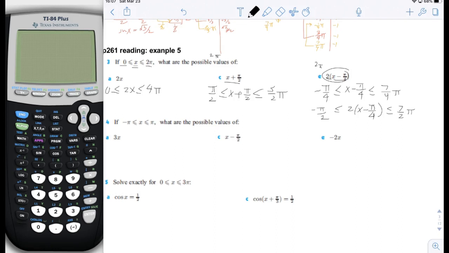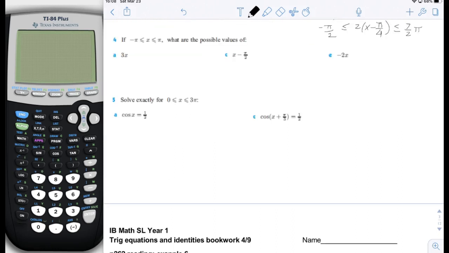Okay? Number 4, if x is between negative pi and pi, what are the possible values of 3x, x minus pi over 2, and negative 2x? Again, we're changing the domain. So if we multiply the middle expression by 3, we get 3x like here. Then we multiply both the left and the right limits by 3 also. So the left limit becomes negative 3 pi. The right limit becomes positive 3 pi. And so that's our answer.